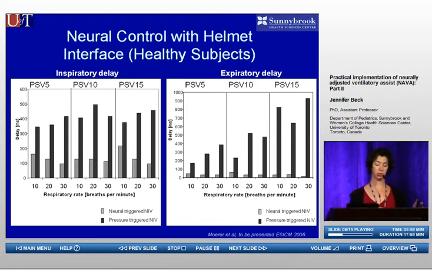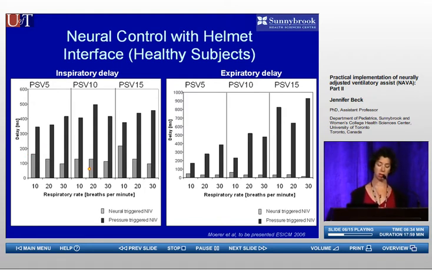This slide shows, for the group of healthy subjects, the inspiratory and the expiratory delays when subjects were breathing at different pressure support levels, 5, 10, and 15, and at different respiratory rates of 10, 20, and 30. The pale gray bars represent when we were using the neural triggering, and the dark bars represent when we were using the pressure triggering.